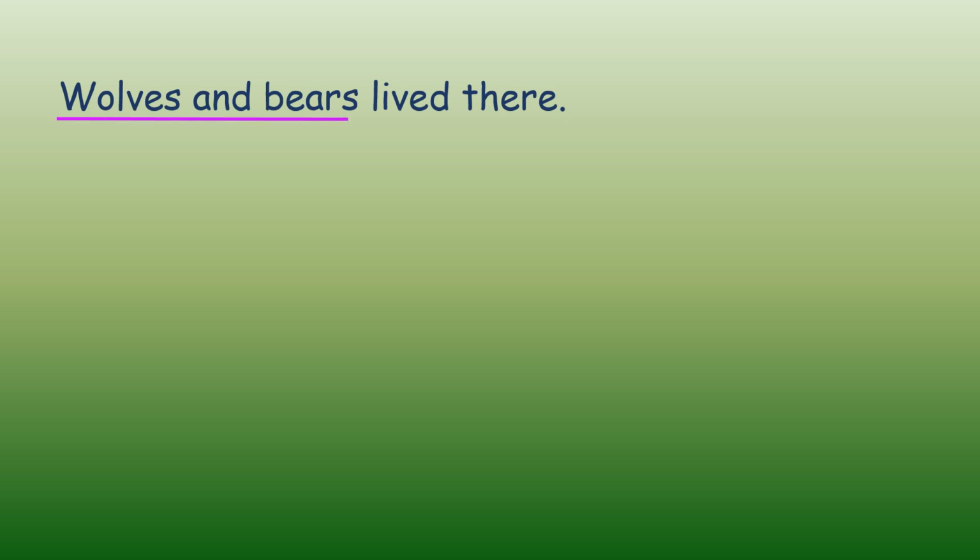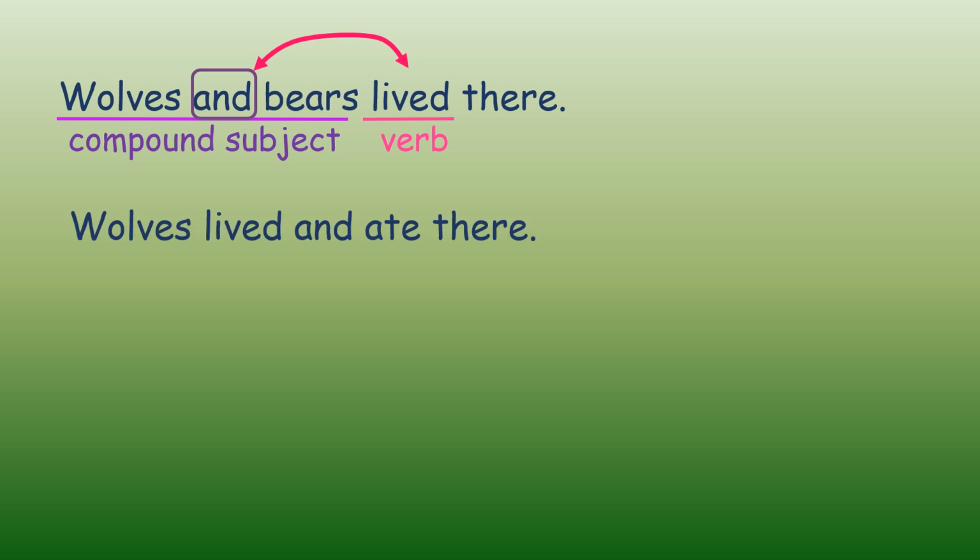Please don't get mixed up between a compound subject, compound predicate, and compound sentence. Let's put them all together to notice the differences between them. In the first example, wolves and bears is a compound subject for the same verb. Wolves and bears lived. In the second example, lived and ate is a compound predicate for the same subject, wolves.